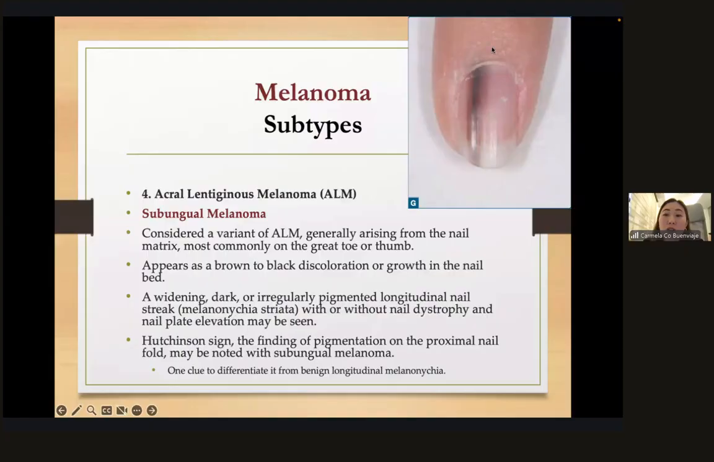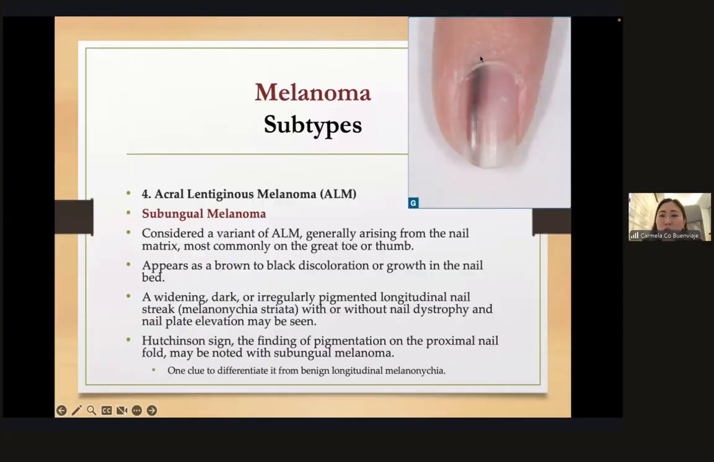So let's go into subungual melanoma. Earlier I already showed a subungual melanoma. It's considered a variant of ALM, generally arising from the nail matrix, most commonly on the great toe or the thumb. It appears as brown to black discoloration or growth in the nail bed. Another clue that it's already melanoma is a dark or irregularly pigmented longitudinal nail streak, termed melanonychia striata, with or without nail dystrophy, and plate elevation could sometimes be seen.